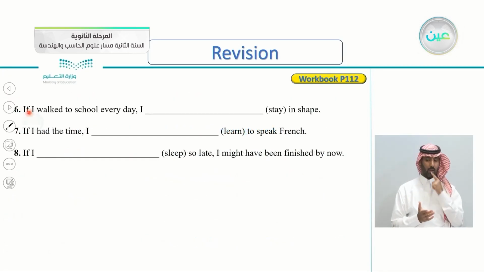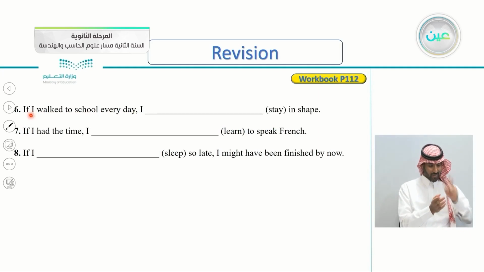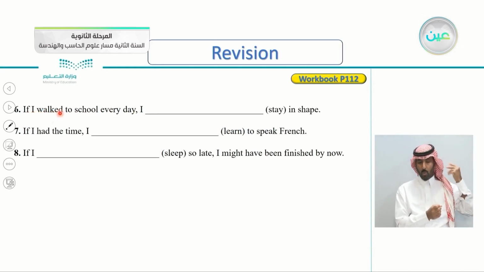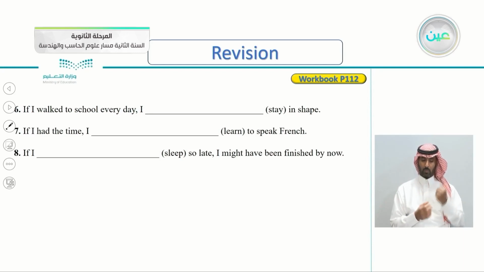Number 6, if I walked to school every day, past tense, I stay in shape. So, if I walked to school every day, this is a present hypothetical. So, I would stay in shape, or you can answer with might. Maybe I might stay in shape. If I walked to school every day, I would stay in shape.